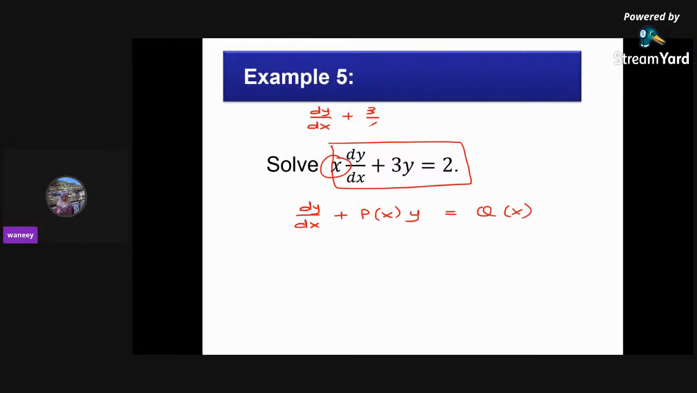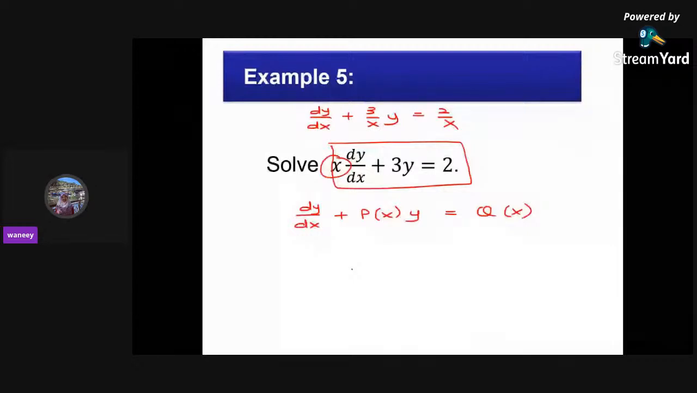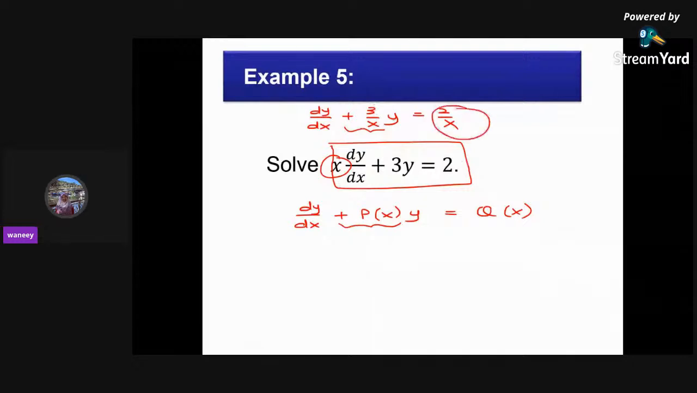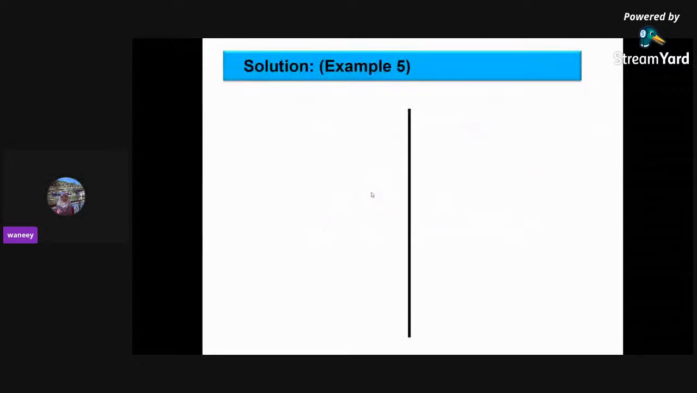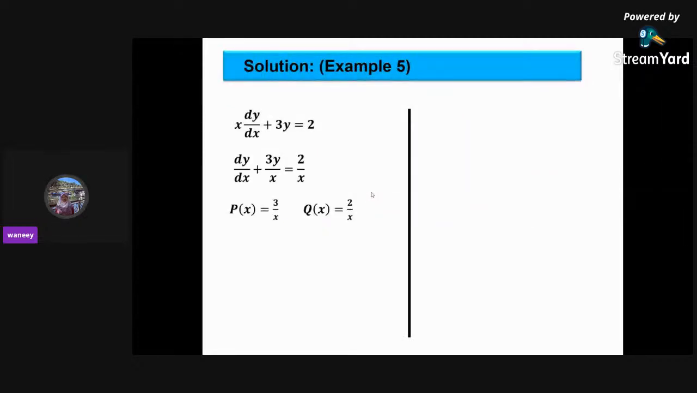And then we're going to compare and see what is the value of px and what is the value of qx. Okay, so px is whatever that is times with y. So this is y. Px will be 3 over x, and qx will be 2 over x. So I do know the value of everything, then we can find out the integrating factor. So px, qx, that is the first step.